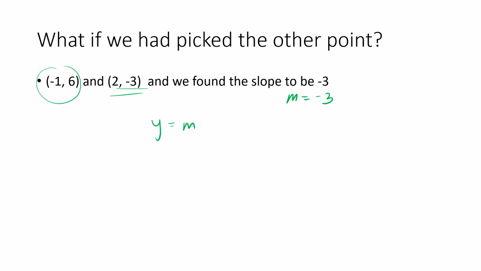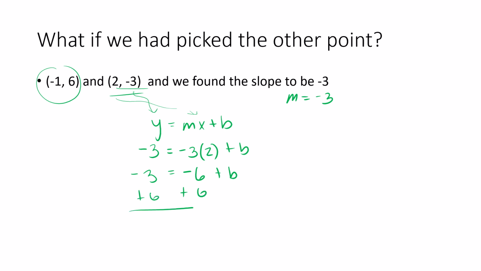So let's try the same process, but we'll try it with the other point. And so we will use -3 for the y. We've got -3 for my m value, and then we'll have 2 for the x value. -3 times +2 is -6. And then we will add 6 to both sides. -3 plus 6 is 3. -6 plus 6 is 0, leaving me with just the b.